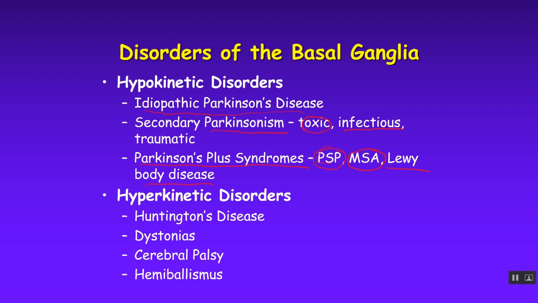Then we have our hyperkinetic disorders, too much movement. Huntington's disease is one that causes too much movement. You saw Huntington's chorea, the choreic movements. Those are the excess or hyperkinetic movements.